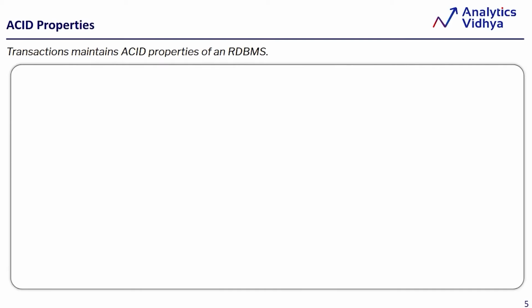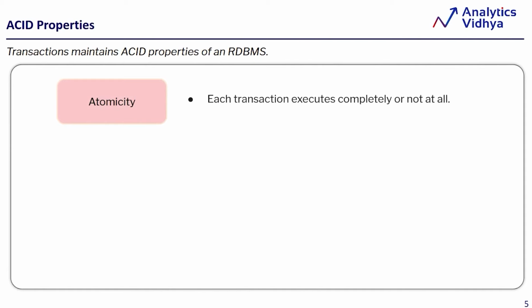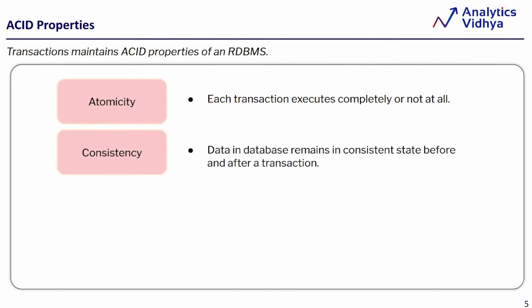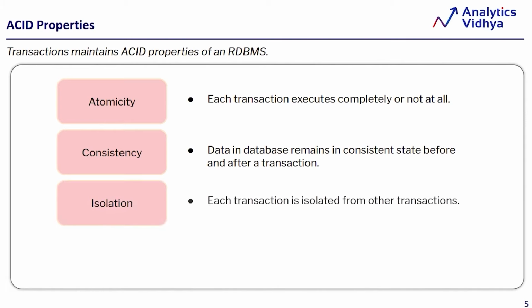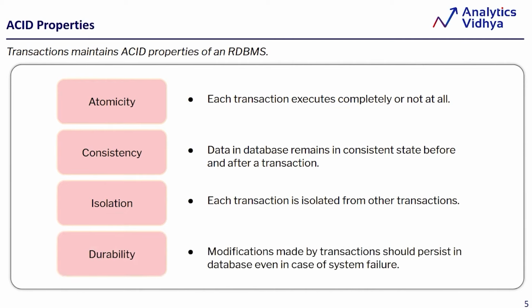ACID stands for atomicity, which means that each transaction executes completely or not at all. Consistency, which means that data in database remains in consistent state before and after a transaction. Isolation, which means that transactions run independent of each other. And finally, durability, which means that any modifications that are made by a transaction persist in the database even in the case of a system failure. Let's try to understand these with an example.